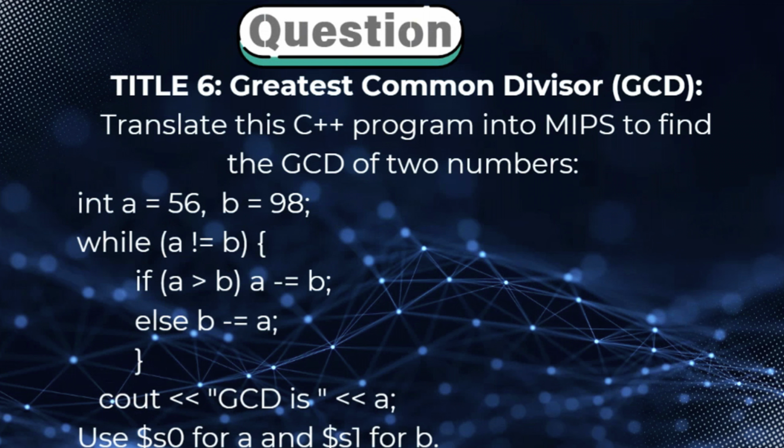So the title of our project is Greatest Common Divisor, GCD. This question is to translate this C++ program into MIPS to find the GCD of two numbers. So the first thing we do is translate the C++ code into pseudocode.